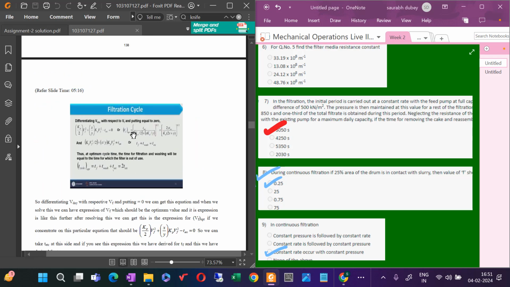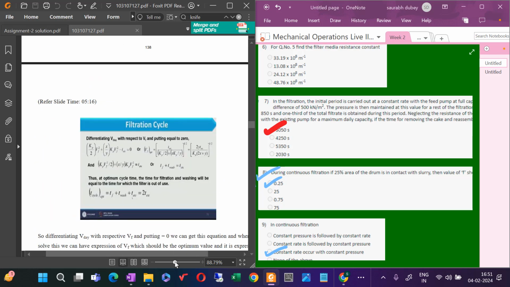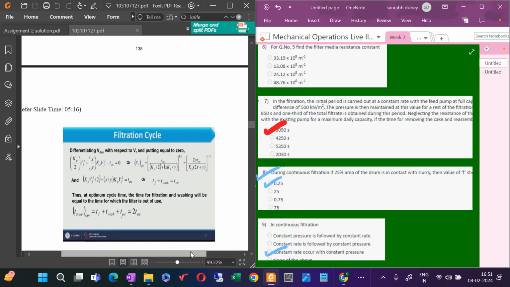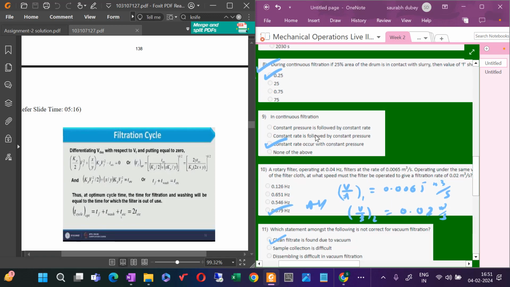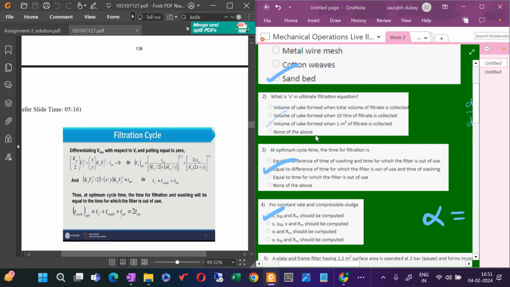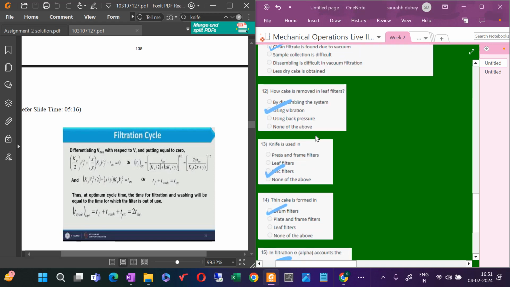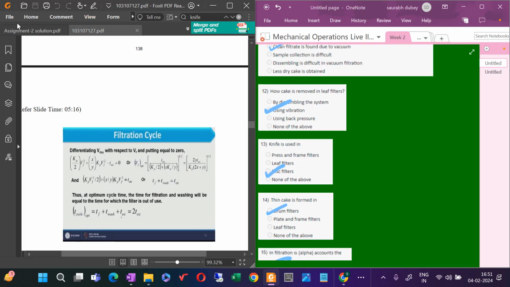So this particular slide made this particular question. From here, the question has been created. For the optimum cycle time, the time for the filtration and the washing will be equal to the time for which the filtrate is out of use. So that got added up.